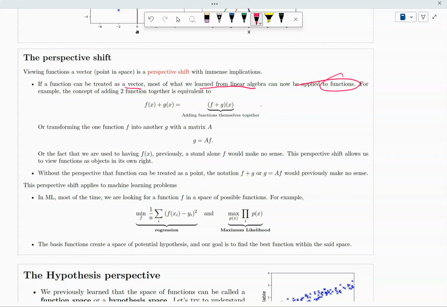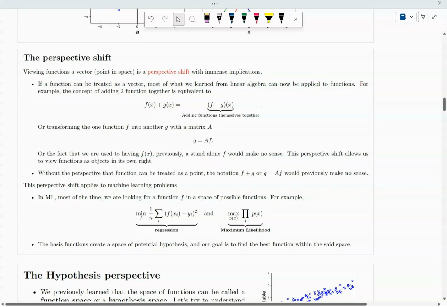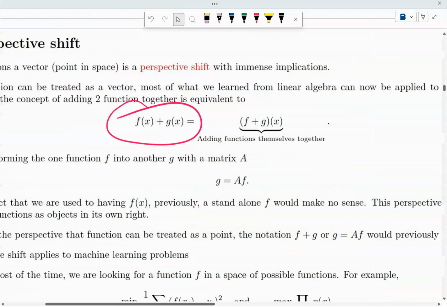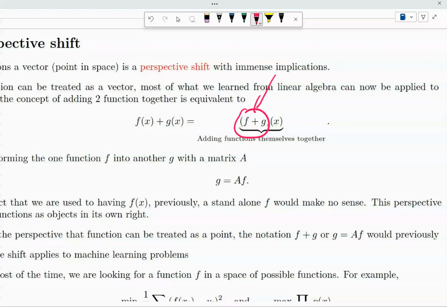So for example, the concept of adding two functions. Previously, if you wanted to add two functions together, now, believe it or not, it is equivalent to adding two vectors together. So this is a vector, right? If you just essentially add two vectors together, now this is a new function, and it's equivalent to adding the two functions together.